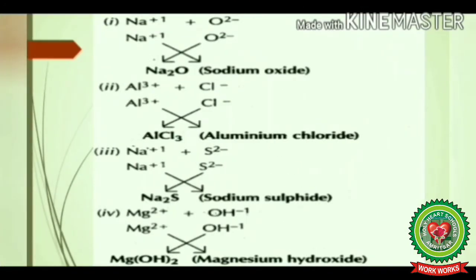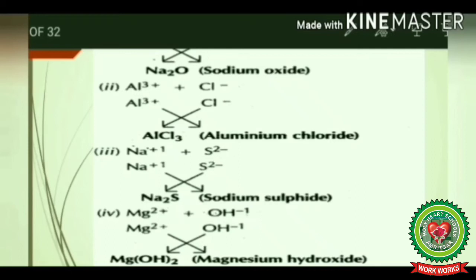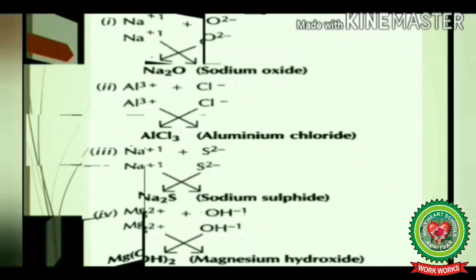Now we will discuss some more formulas of compounds like sodium oxide Na2O. Next, aluminium chloride AlCl3. Next, sodium sulfide Na2S, and Mg(OH)2 is the formula of magnesium hydroxide.